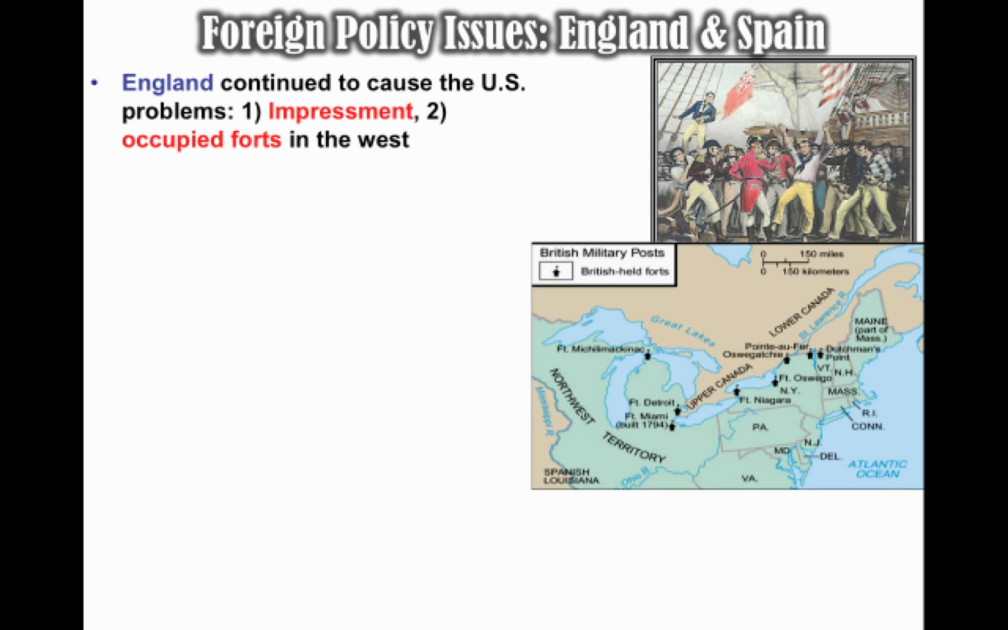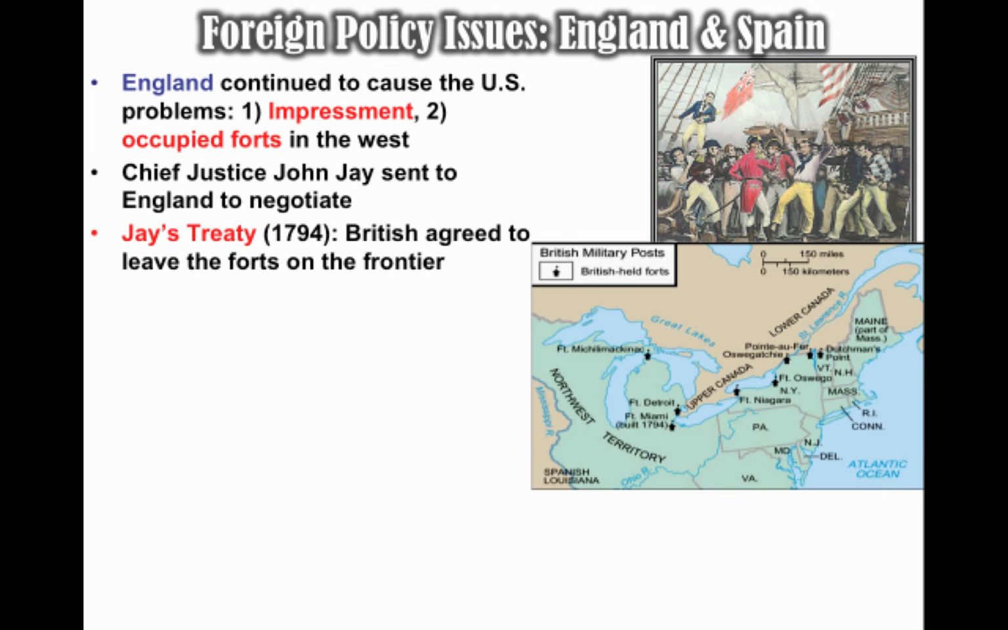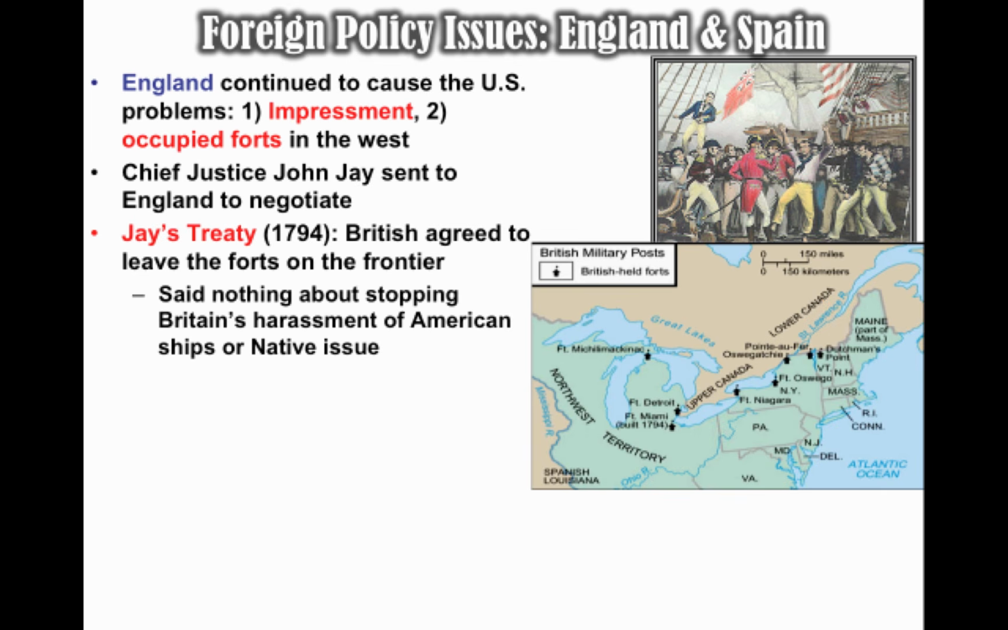So you got a lot of problems, and Washington wants to avoid war, so he sends the Chief Justice John Jay to try to negotiate with England to try to avoid this war, and this ends up becoming Jay's Treaty of 1794. The treaty does the following. British agreed to leave the forts on the frontier. They would evacuate those forts, but it said nothing about stopping Britain's harassment of American ships or the Native issue. And what this meant was England was actually giving weapons to Native Americans, selling them weapons, and these weapons were being used on Americans on the frontier.